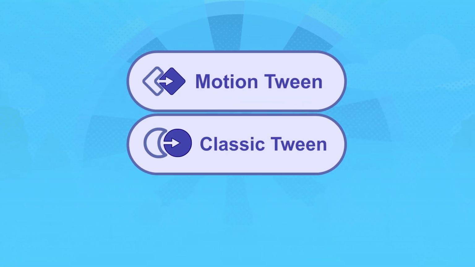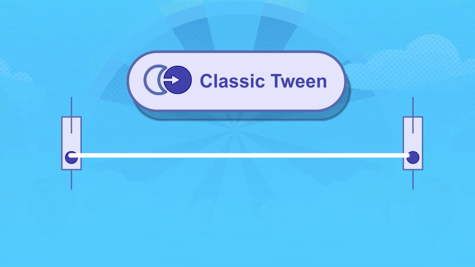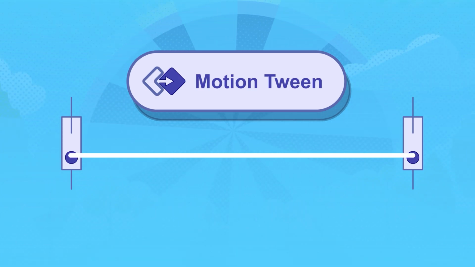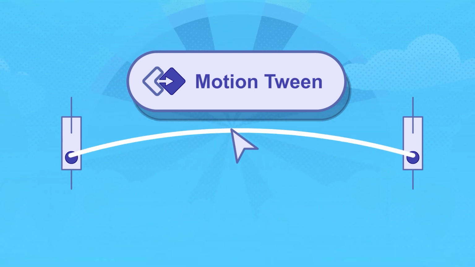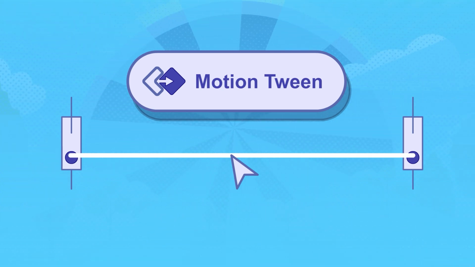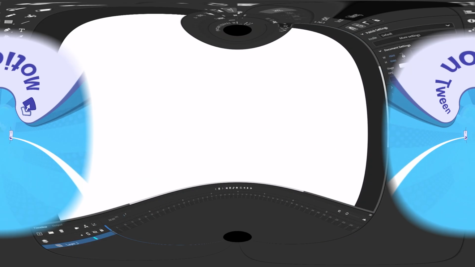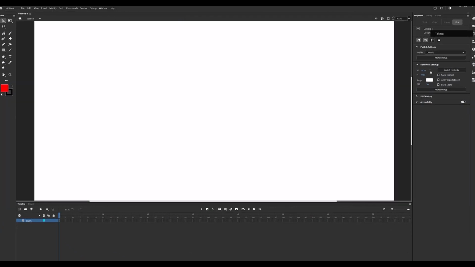Motion tweening is like classic tween's more advanced sibling. While classic tween is great for basic motions, motion tween gives you the ability to animate objects along their custom paths, adjust multiple properties at once, and create more dynamic and fluid animation. So if you loved classic tweening, I'm sure you will definitely enjoy using motion tween on your project. Let's start with a quick demo.